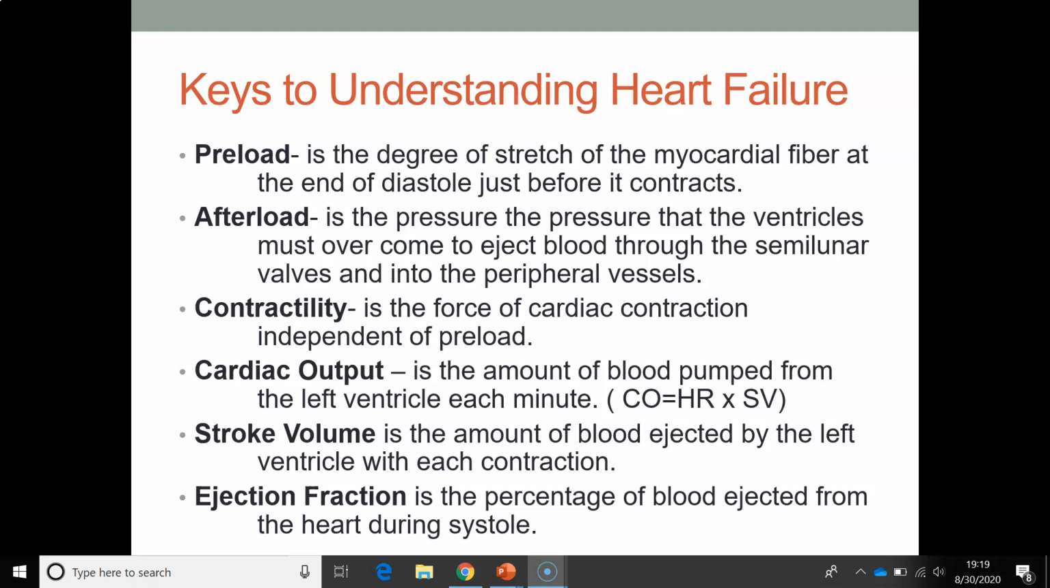Before we start talking about heart failure, I believe it's important for us to take a brief moment and discuss some of the anatomy and physiology of the heart and the pathophysiology of the heart. Now, this is by no means everything that you need to know about the heart, but these are just some things that I think it's important for us to take at least a moment to look at. So first, we're going to look at preload.